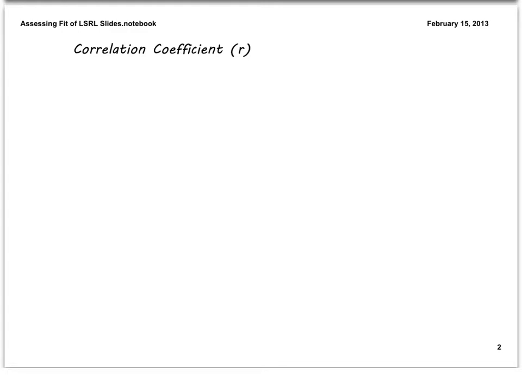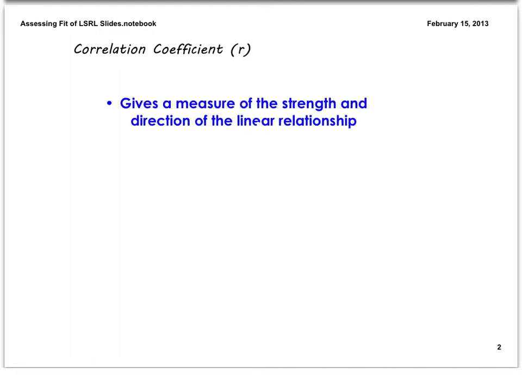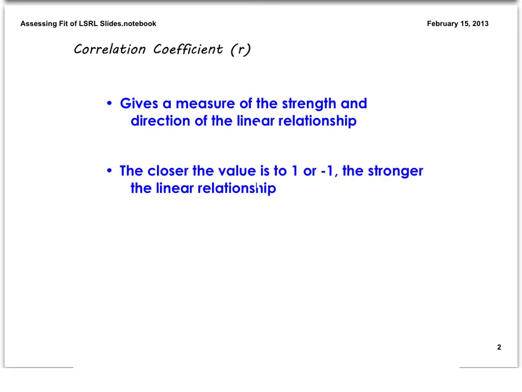The first one that we look at is the correlation coefficient, which we have called R. And the R value does 2 things for us. First, it gives us a measure of the strength and direction of the linear relationship. So we spoke about this before. If that number is positive, we know our association is positive. If that number is negative, we know the association is negative. And we also should know that the closer this value is to 1 or negative 1, the stronger the linear relationship will be.